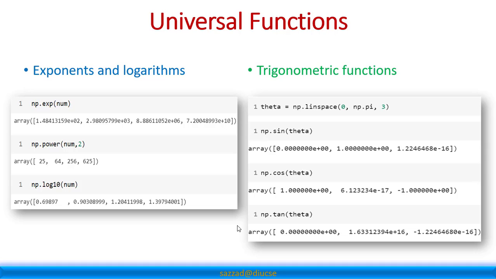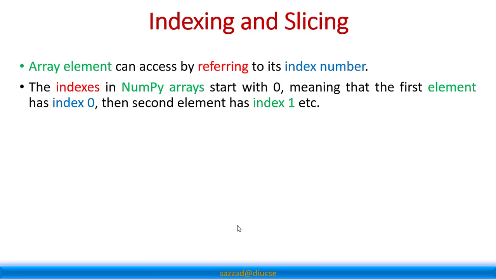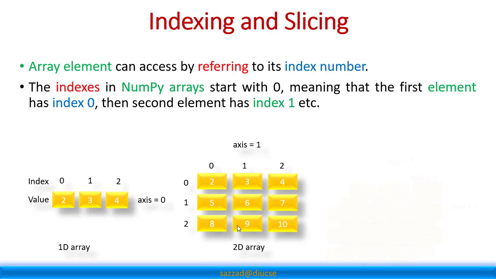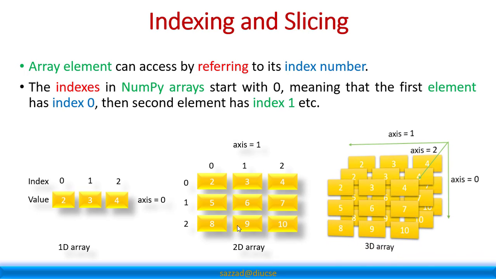So let's go next. Now we are going to discuss indexing and slicing. We have already dealt with slicing when we saw how lists work. Now we are going to apply slicing to NumPy arrays. An array element can be accessed by referring to its index number. So we can call all the values by using the index number. When there is a one-dimensional array, we know that indexing starts with 0. So 0, 1, 2. If we call index 2, it will return the value 4.